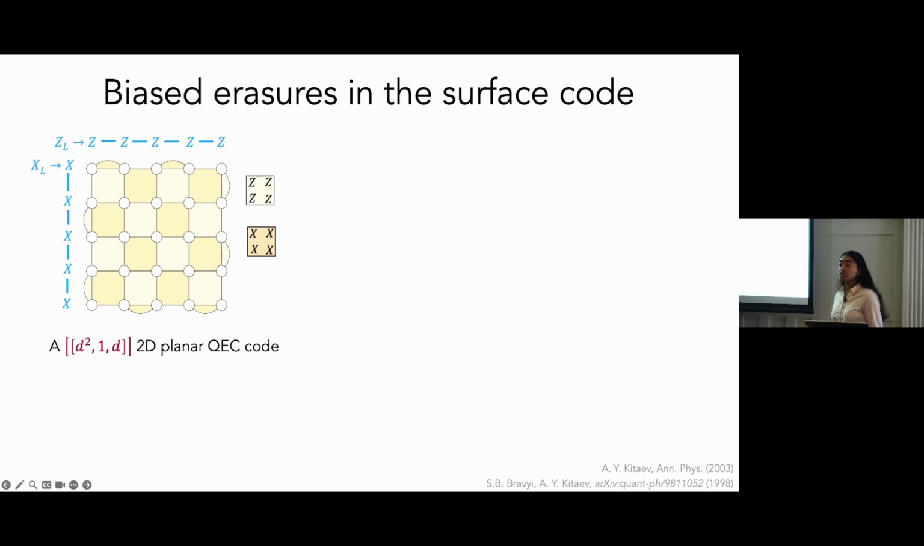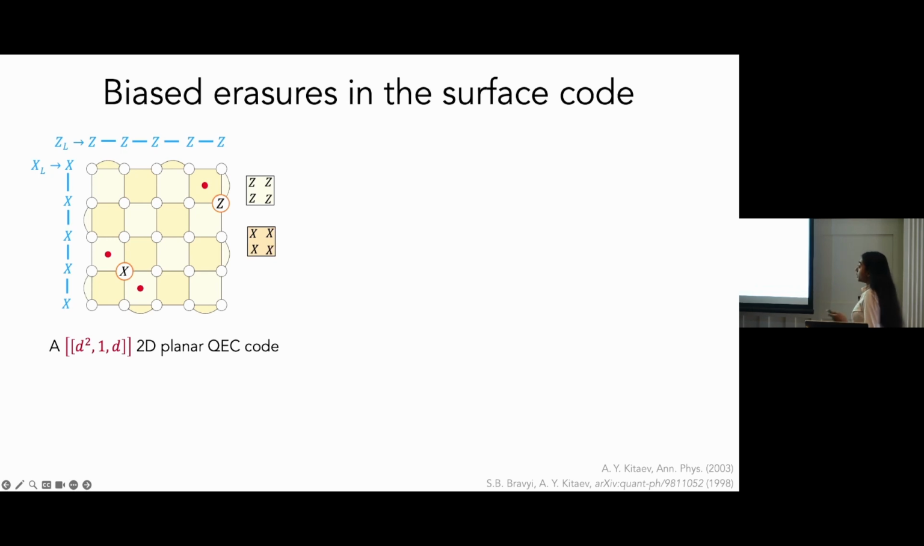And these physical qubits can experience errors. So if a Z Pauli error happens on a qubit, then we'll see the neighboring X checks anti-commute with it and give rise to defects. If an X error happens, then we'll see the neighboring Z checks anti-commute with it and give rise to defects.